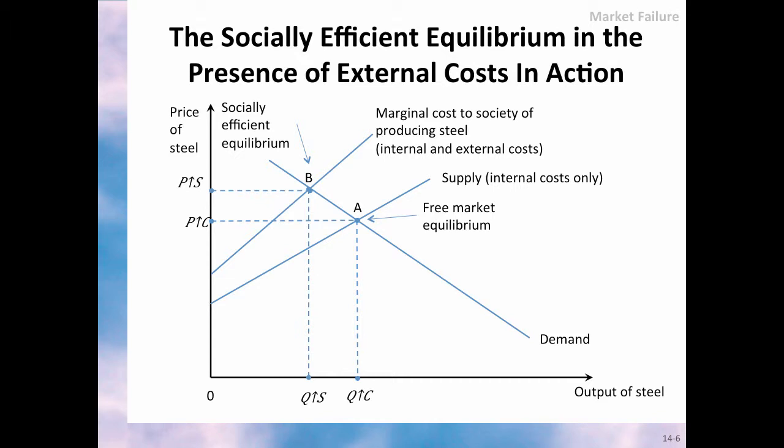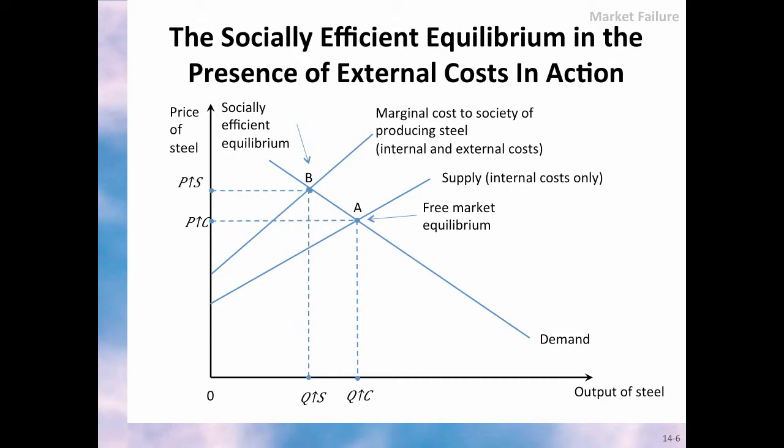In other words, point B is the desirable outcome from the point of view of society. But what we see happening in these free markets is point A. In other words, the market produces too much of a bad thing.